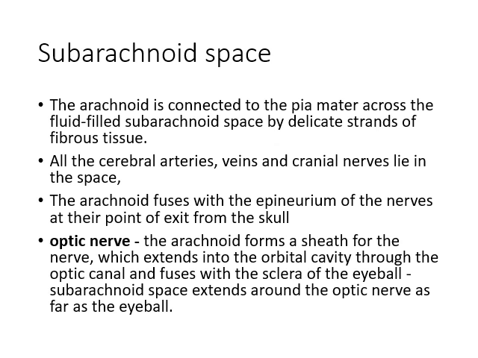Then if you take the optic nerve, which is special, the arachnoid forms a sheath for the nerve and it extends into the orbital cavity, right, through the optic canal, and then it fuses with the sclera of the eyeball. Okay, so remember that there is a connection, that is why there is a very close connection between the eye, the optic nerve and the brain. And the subarachnoid space extends around the optic nerve as far as the wall of the eyeball.